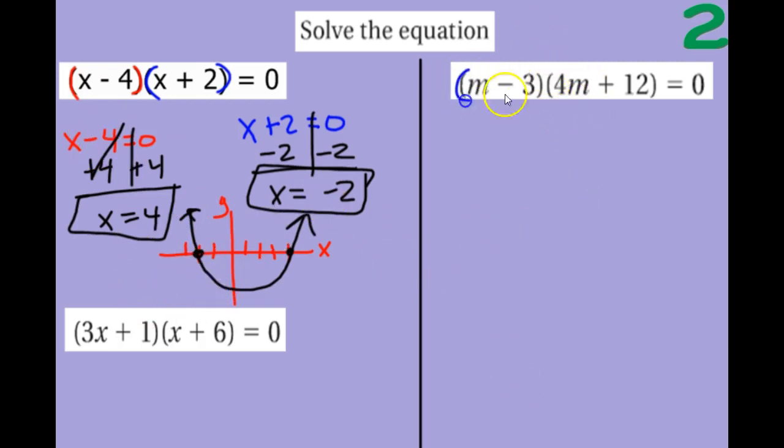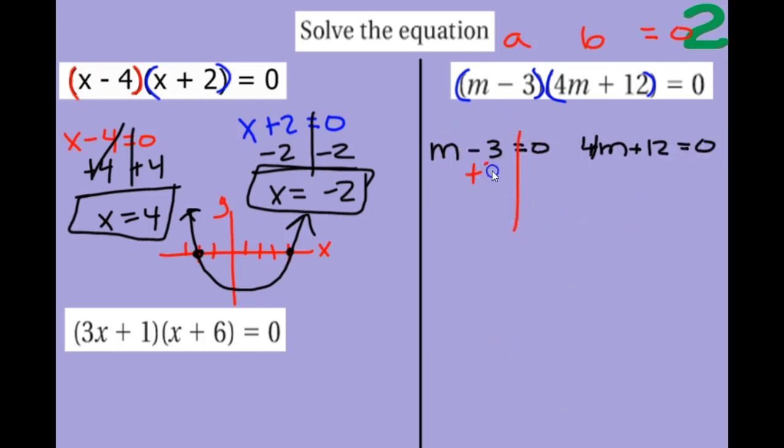So let's try our next one. Either one of these two pieces has to be equal to 0 in order for this to be true. This is like a times b equals 0. Either a, this whole piece, or b, this whole piece, has to be equal to 0. So let's set them both equal to 0 and solve. So solving this one, I'm going to add 3. Some of you might be able to do some of this in your head, and that's okay. So one answer, m, is 3.